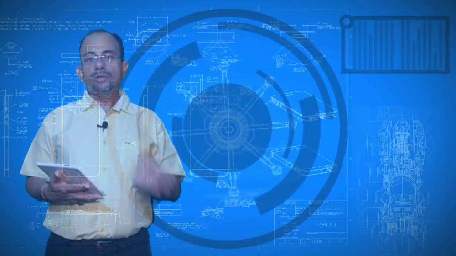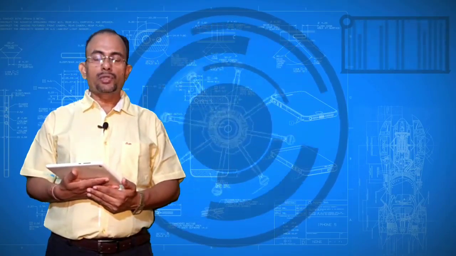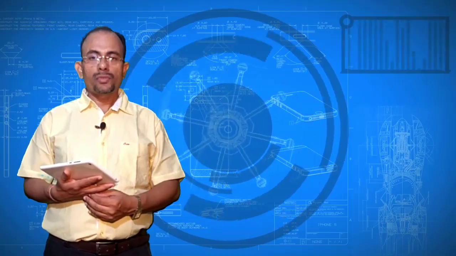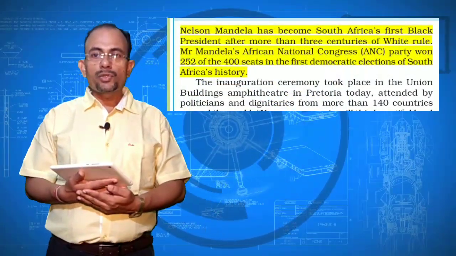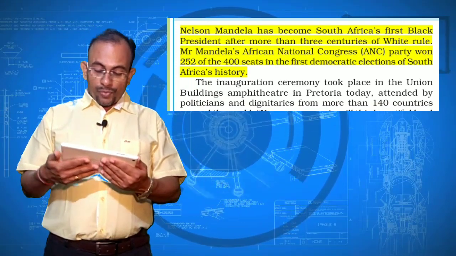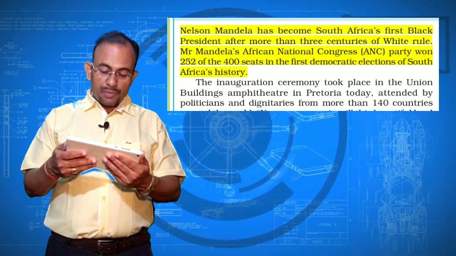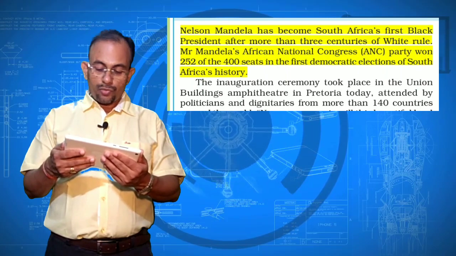Dear students, now let's discuss some of the difficult lines from the text. As you can see on the right side of your screen, the highlighted parts will be discussed by me now. So first highlighted part, as you can see, Nelson Mandela has become South Africa's first black president after more than 3 centuries of white rule.